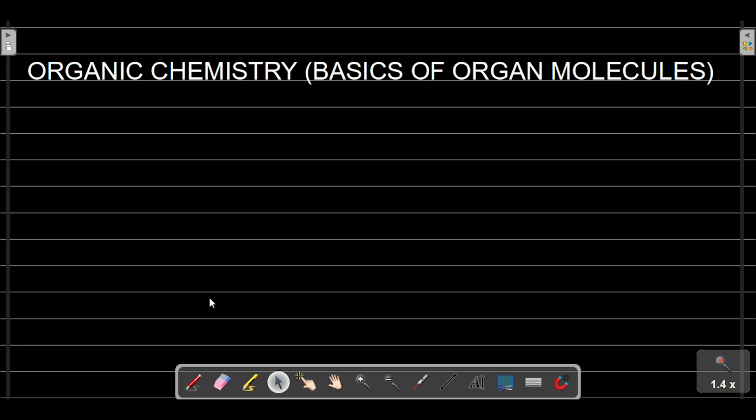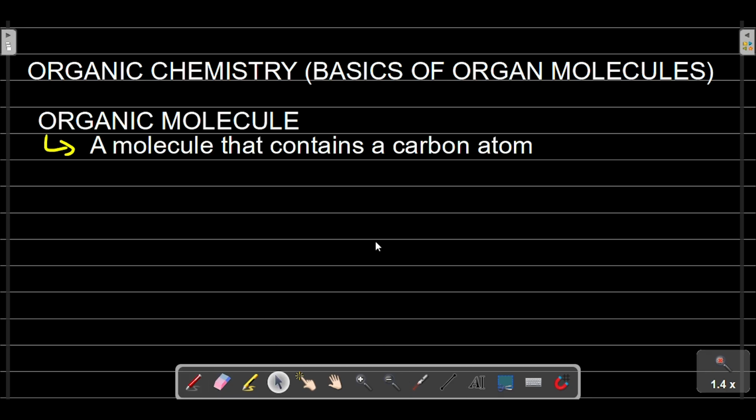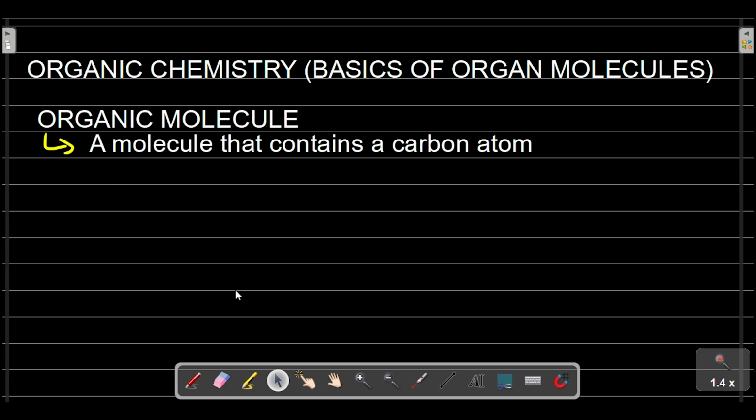What is an organic molecule? Let's start there. An organic molecule is a molecule that contains a carbon atom. So let me show you an example of an organic molecule. We're going to use 3 carbon atoms. I'm going to combine the 3 carbon atoms. Every carbon has to have 4 bonds. That's a rule that you need to remember.